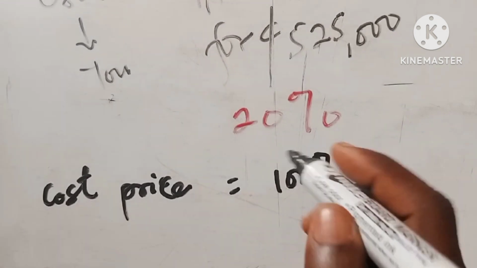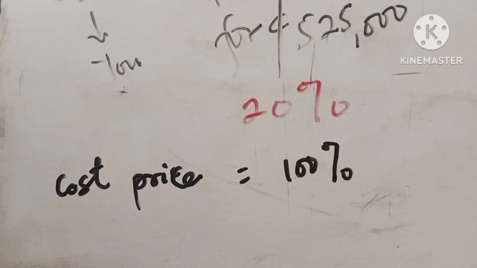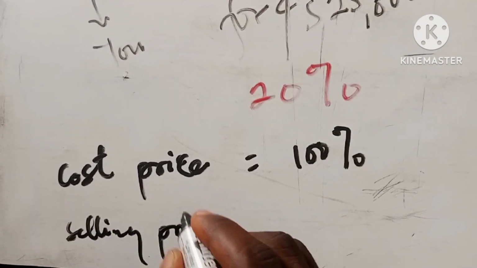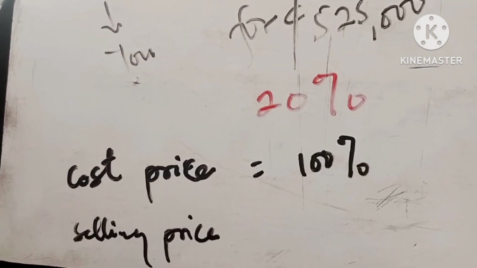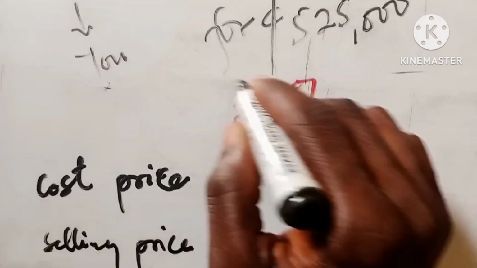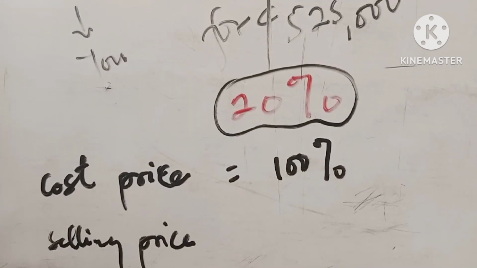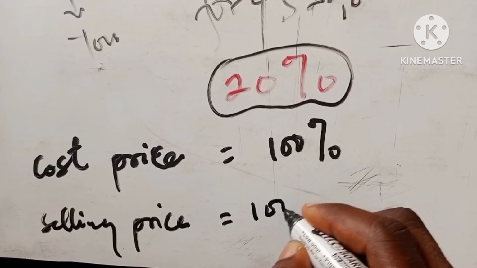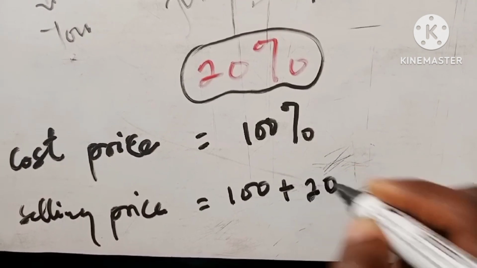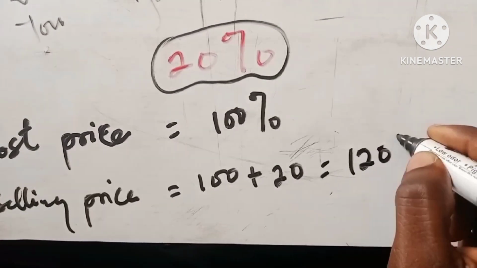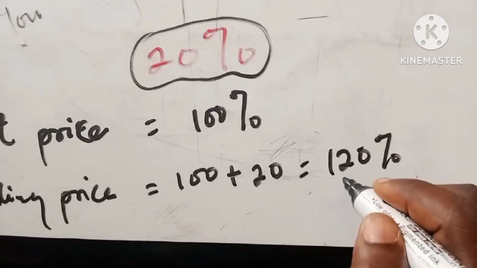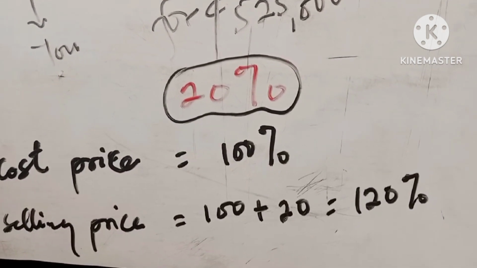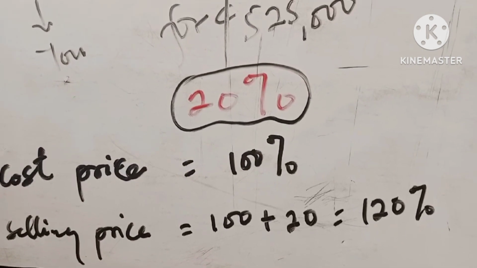Now if you are making a profit of 20% out of that, then the selling price, because the question clearly says that you are making a profit of 20%, is the cost price of 100% plus the profit that you make. So here we are going to have 120%, since you are making a profit. This one has to be a little bit higher than the cost price. That is just a very simple and straightforward scenario.